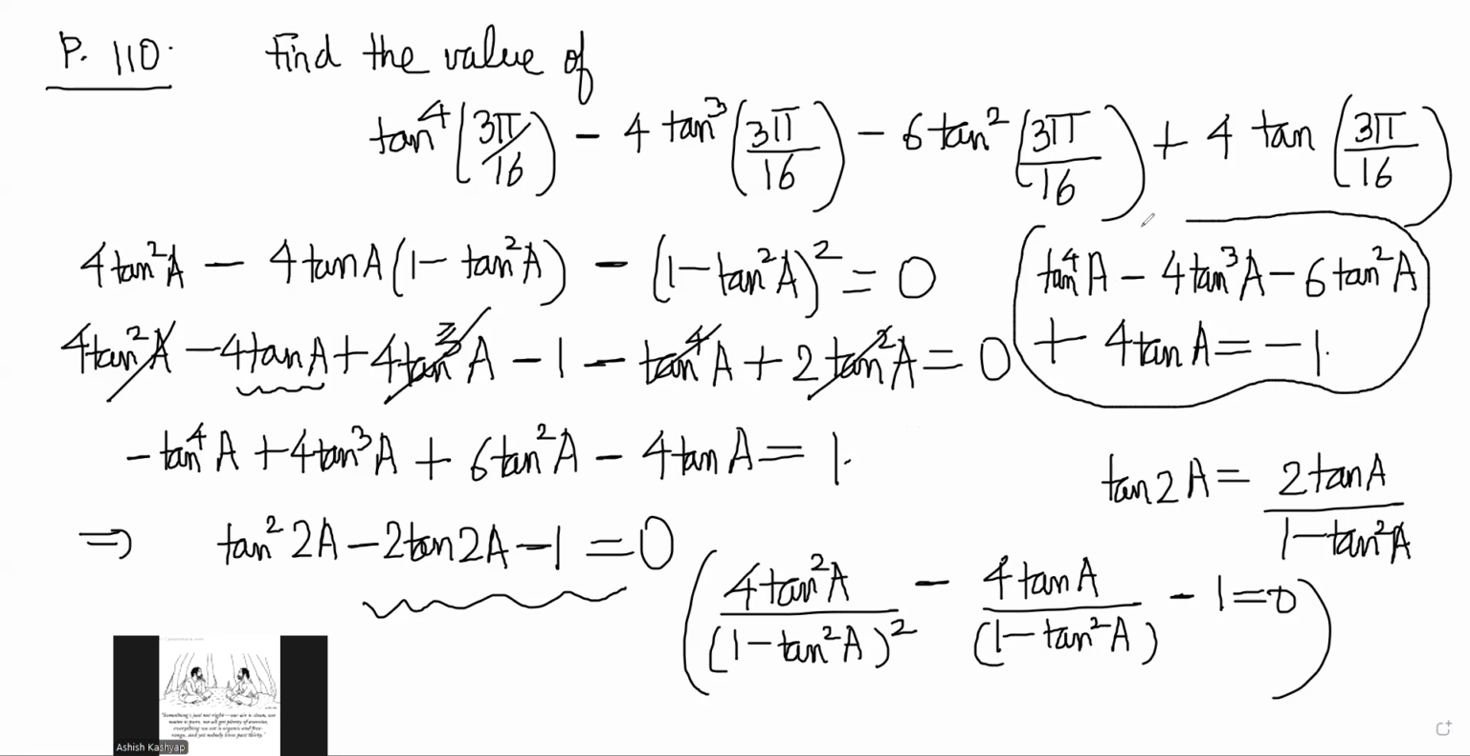And here our A value was 3 pi by 16. So basically we have figured out this whole expansion. And it comes by thinking of the angles and doing double angles twice, right? Double angle formula we use so that we could simplify this expression in a nice way using the tan 2A result, right? So that finishes off this problem.